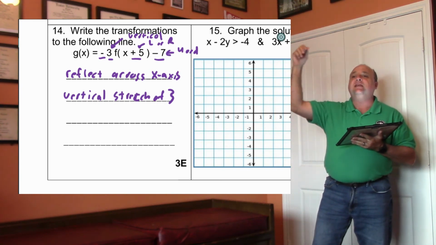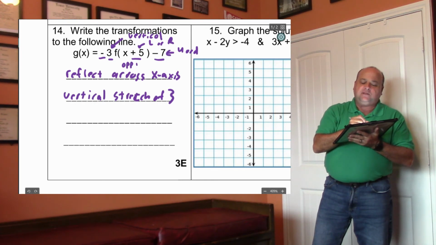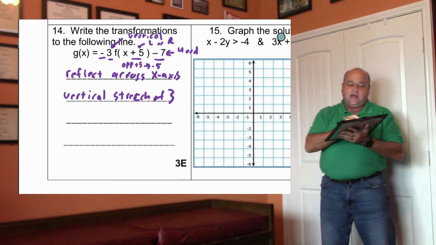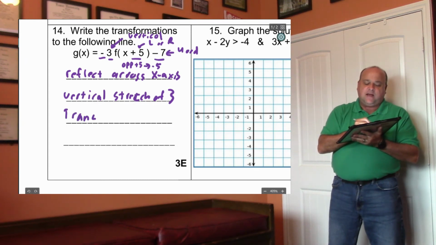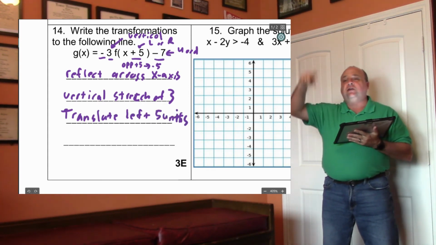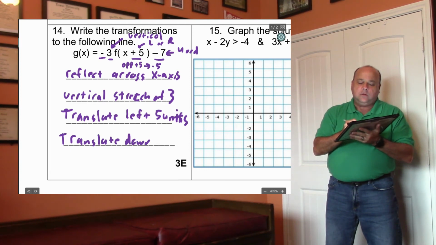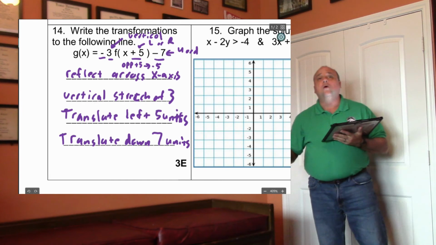Remember, the 5 is the opposite. So what is the opposite of a positive 5? The opposite of positive 5 is a negative 5, which means we're going to translate left. So translate left 5 units. And then my y-intercept just goes up or down. So this is going to be translate down 7 units.